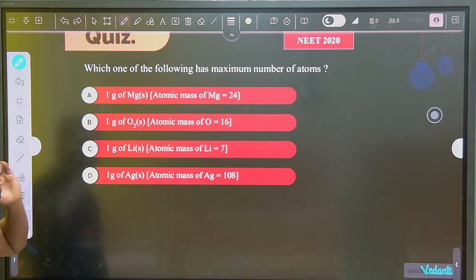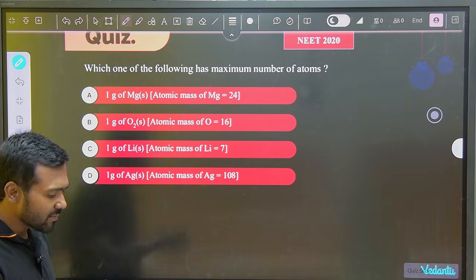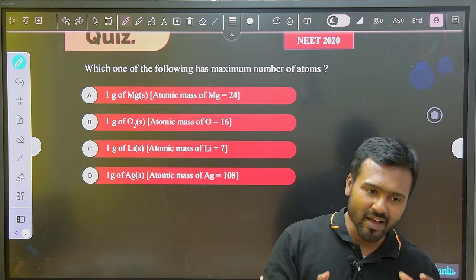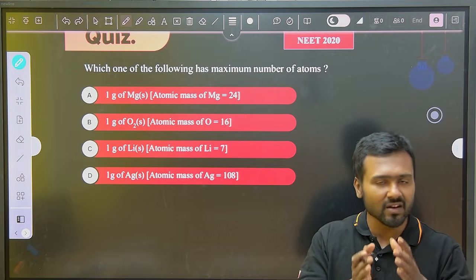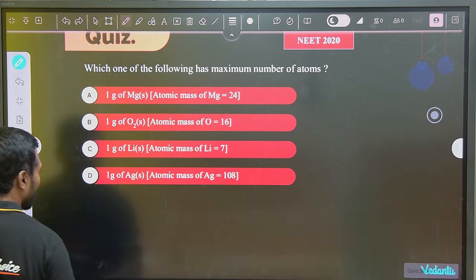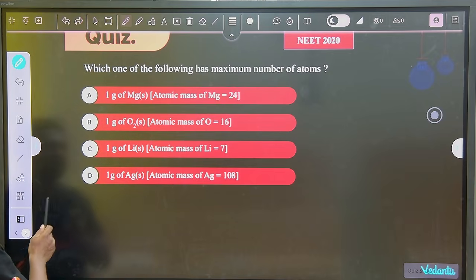This is a NEET 2020 question: which of the following has the maximum number of atoms? As I said, the number of atoms is equal to the number of moles into Avogadro number into the number of atoms in one molecule, compound, or ion. If you do that, you will get the answer. It is a simple one.